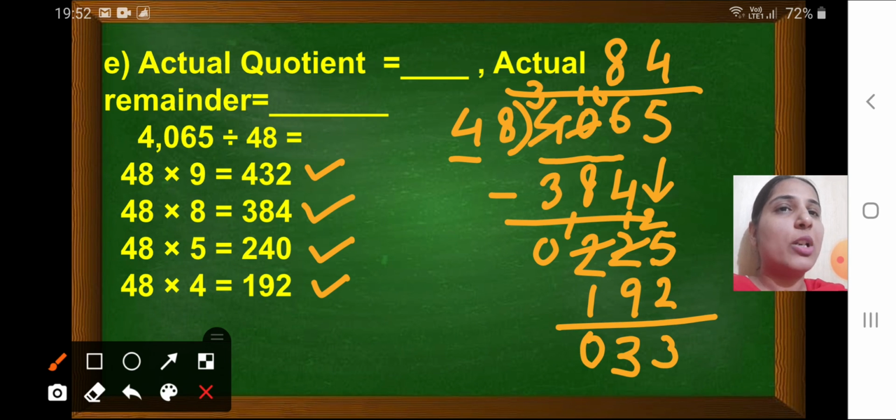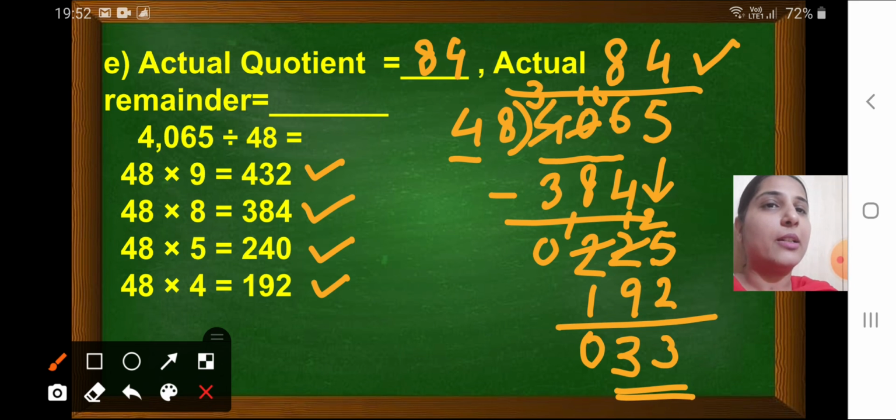So what is the actual quotient? Actual quotient is 84. That we will write here. And actual remainder is 33. That also we will write here.